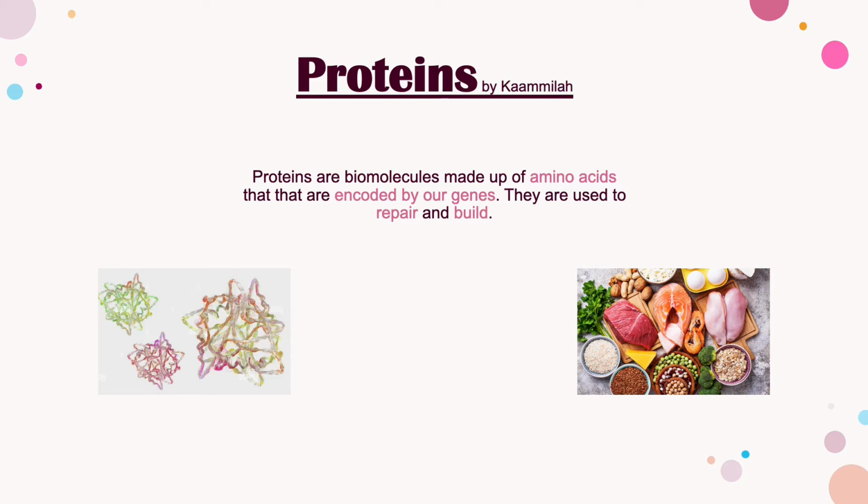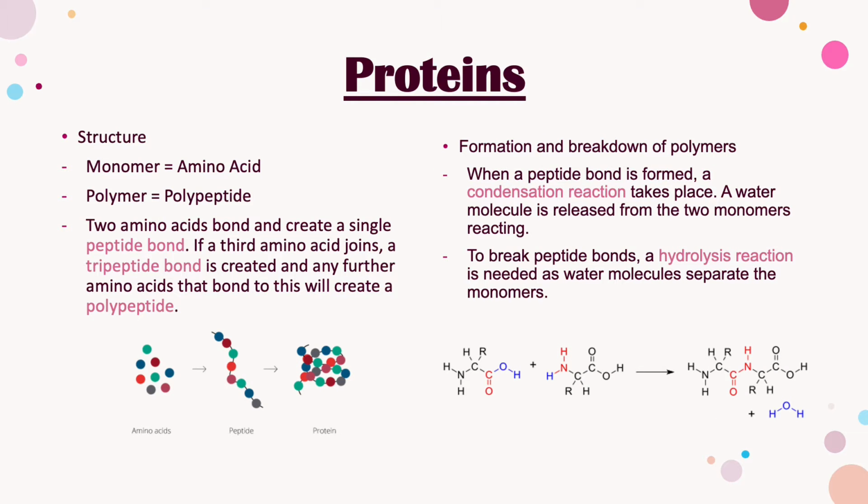Proteins are biomolecules made up of amino acids that are encoded by our genes. They are used to repair and build. Amino acids are the monomers for proteins. When 2 amino acids bond, they create a single peptide bond. If a third amino acid joins, a tripeptide bond is created, and any further amino acids that bond to this will create a polypeptide.